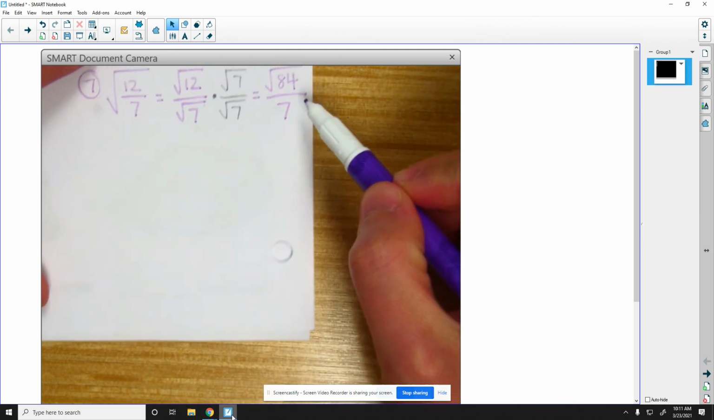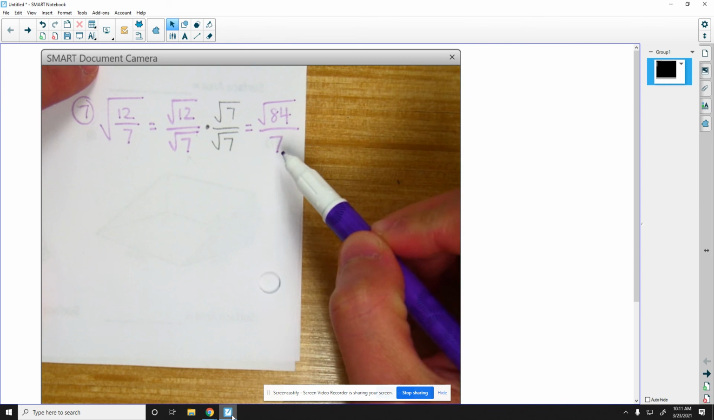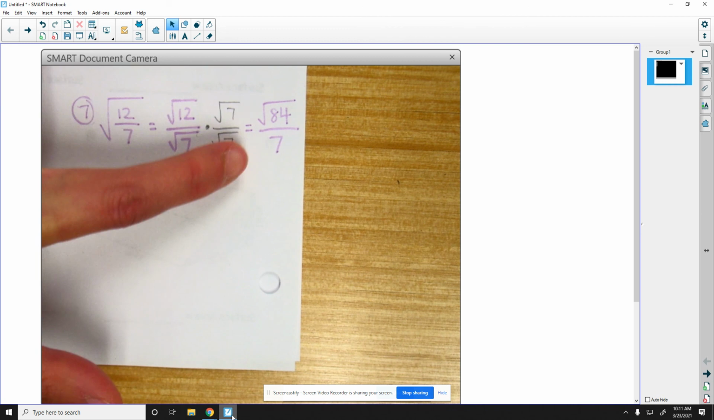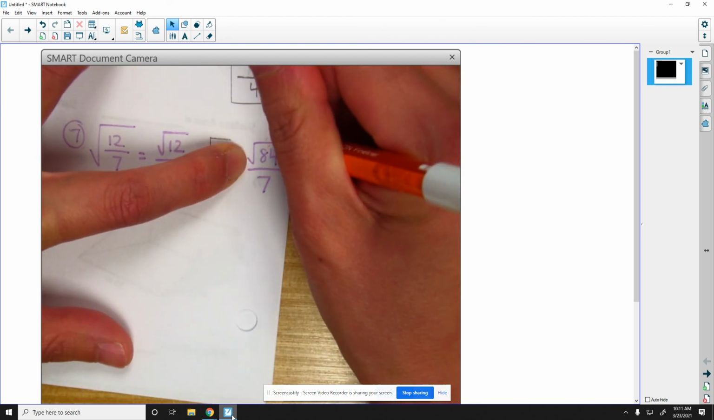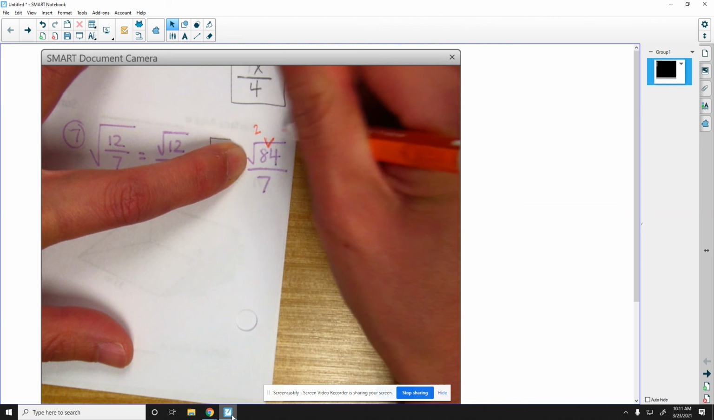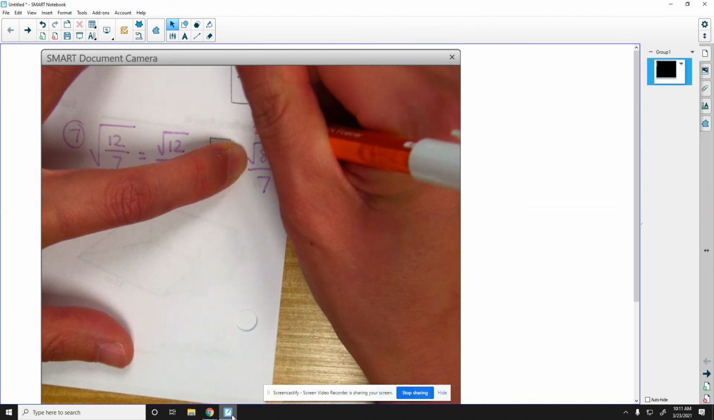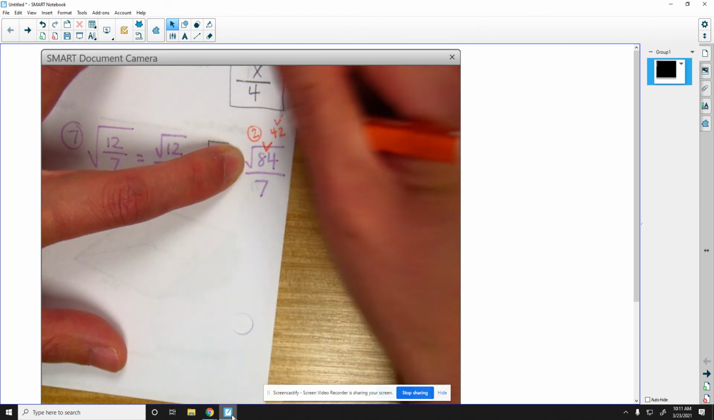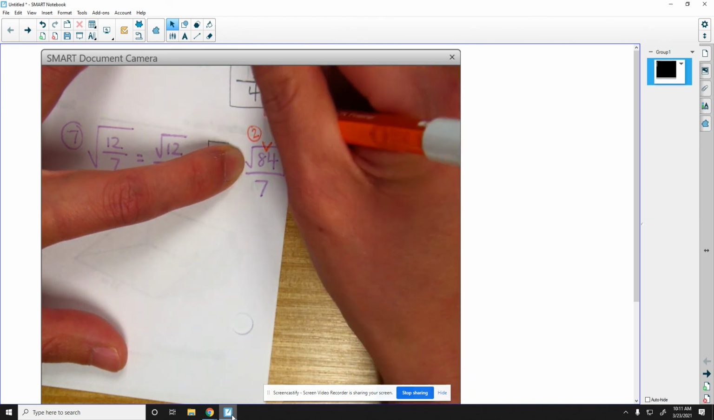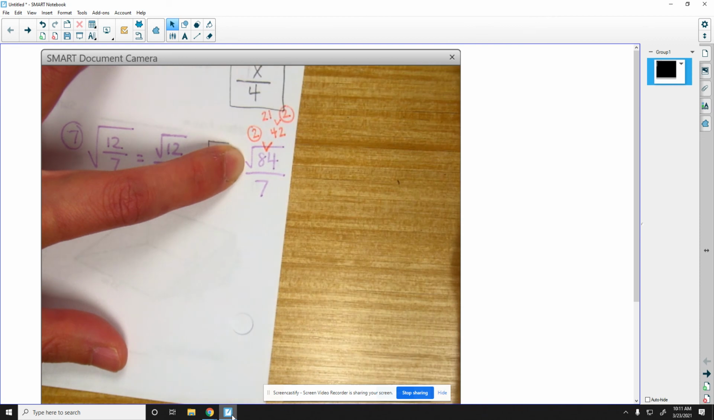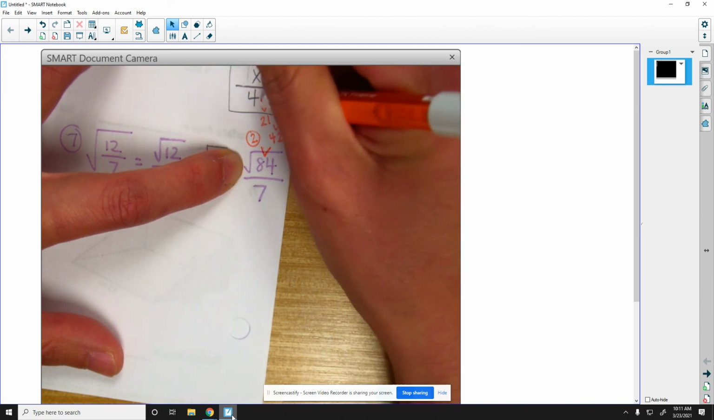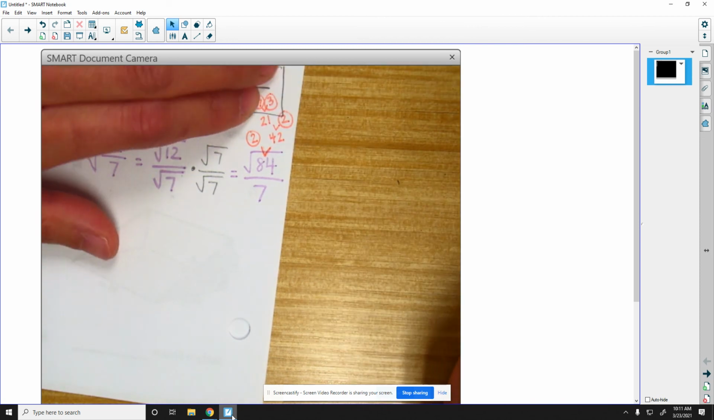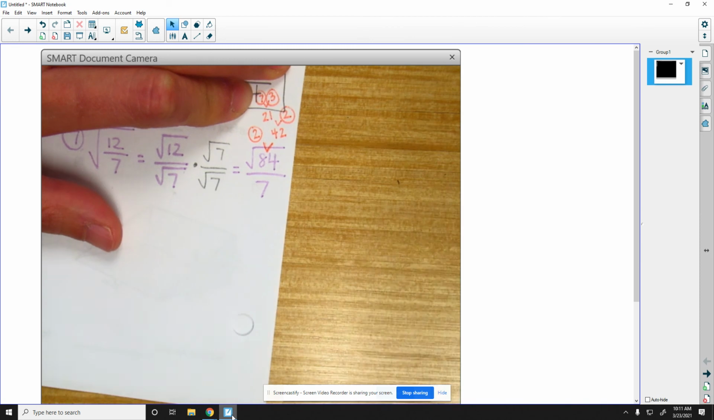Okay, so now, do you think I'm done? No. All right, what do I have to do now? Simplify which number? 84, right? 84 is even. Definitely 2 goes in there. So I would say 2 and 42. And then 42 is 21 and 2. Okay. 21 is 7 and 3. So I have a 2, 7, 3, and 2.